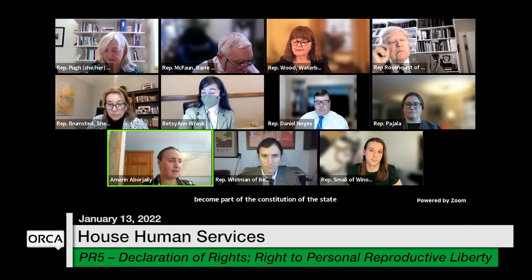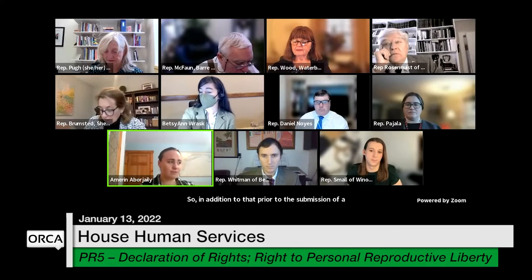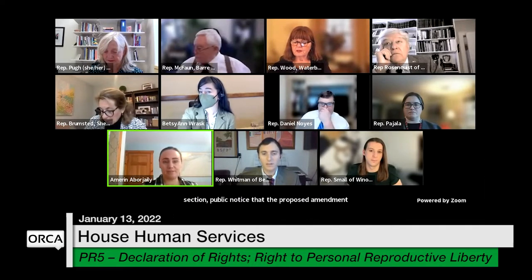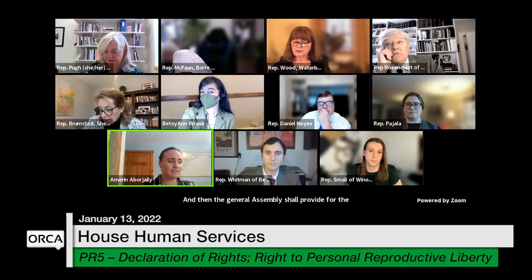In addition, prior to the submission of a proposed amendment to vote in accordance with this section, public notice of the proposed amendment shall be given by proclamation of the governor. And then the General Assembly shall provide for the manner of voting on amendments proposed under this section and shall enact legislation to carry the provisions of this section into effect.